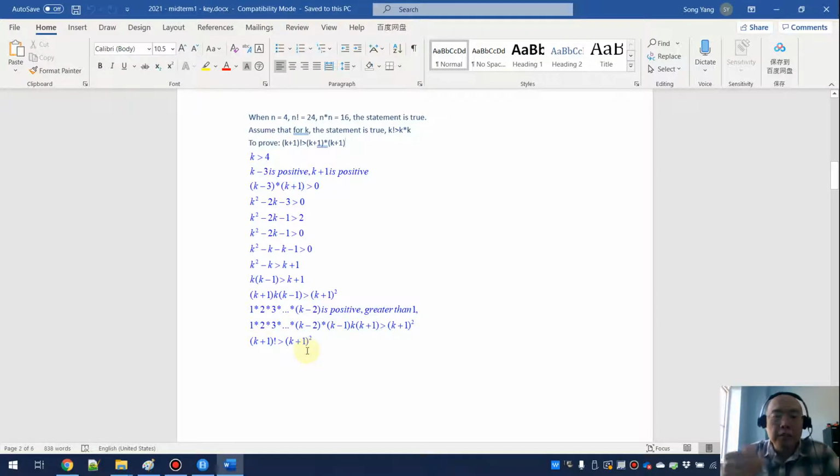Okay, this is my solution, and when I did the grading of your midterm 1, I saw a lot of interesting and smart solutions. So you don't have to follow my way, and whatever you are able to come up with is fine. The gap between n factorial and n cubed is really large, so you can come up with a lot of creative ways.